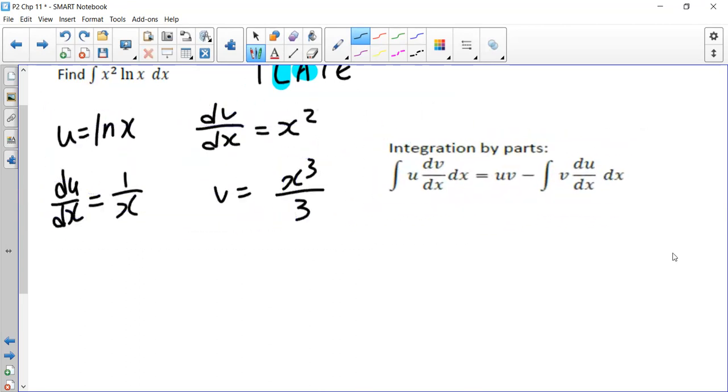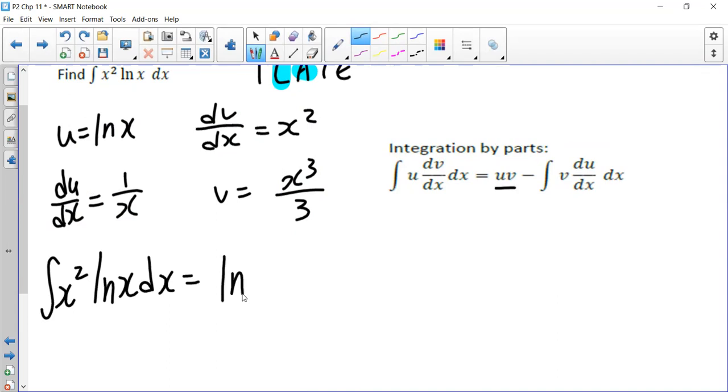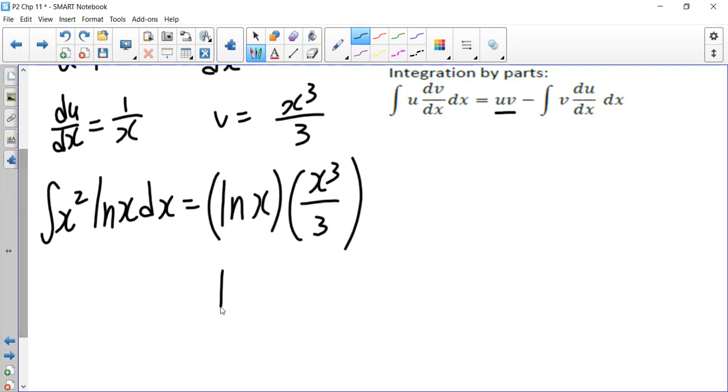So here's the formula. The question was the integral of x squared ln x. Do you write the left-hand side? Because later on, we might need to use the left-hand side. So write the left-hand side, which is the question. Right-hand side, uv: u is ln x, times v, put a bracket, x cubed over 3. Now, what happens if I don't put a bracket?